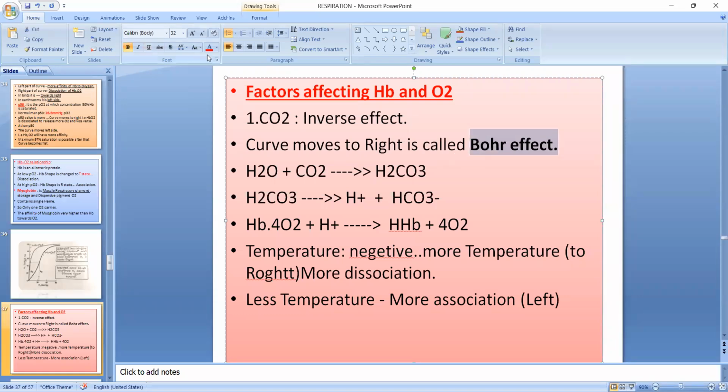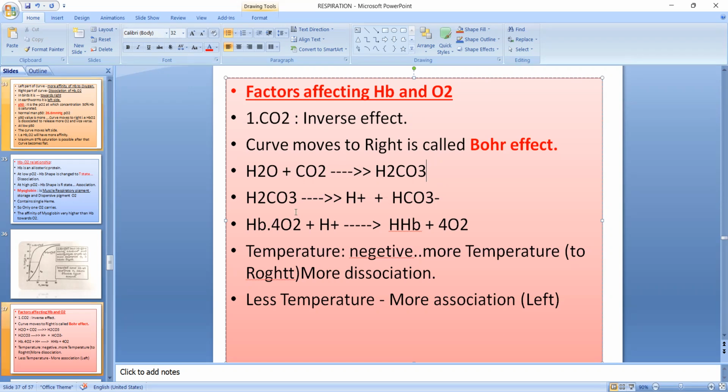సో నాట్ ఓన్లీ ద ఎఫెక్ట్ ఆఫ్ CO2 బట్ ఆల్సో హై టెంపరేచర్, బట్ ఆల్సో more acidity or less pH or more acidity. Okay, వీటన్నిటి వల్ల గ్రాఫ్ రైట్ సైడ్ టిల్ట్ అవుతుంది. దట్ ఈస్ కాల్డ్ బోర్ ఎఫెక్ట్. Okay, all those conditions make dissociation of oxygen from the hemoglobin.